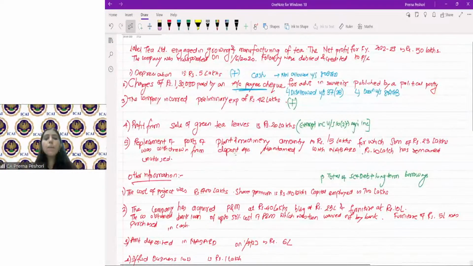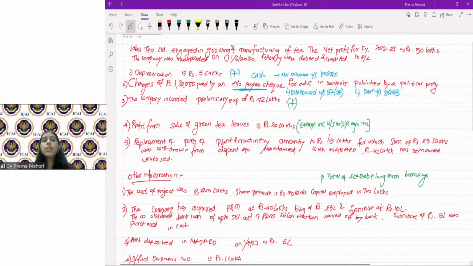Replacement of the parts of the plant and machinery amounting to rupees 15 lakh, for which a sum of rupees 25 lakh was withdrawn from the deposit account maintained with the NABARD. Rupees 10 lakh has remained unutilized. No, Viraj, the entire amount is exempt. Why 40%? Because this is the income from only the agricultural operation and not manufacturing plus the sale of agriculture. It will not form part of the composite income. Yes, Kaushiki, correct.